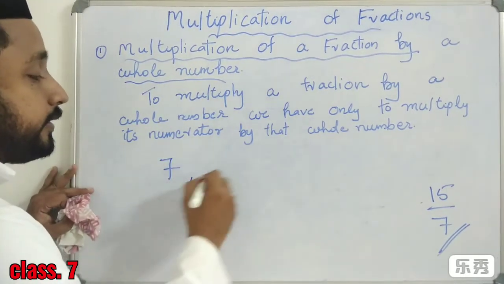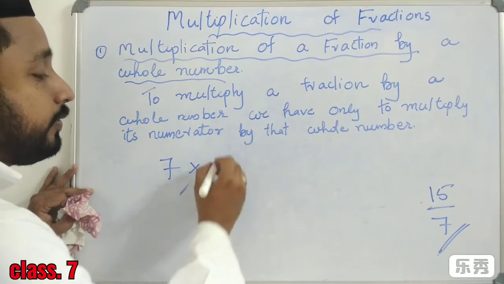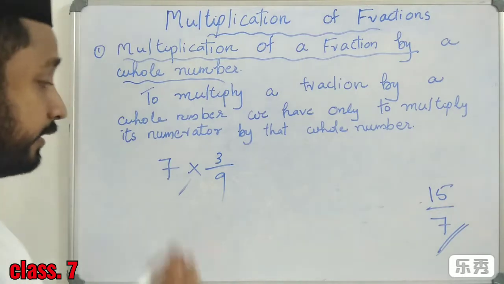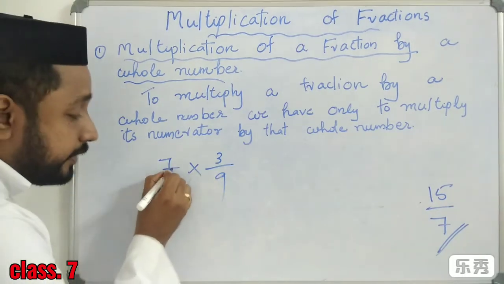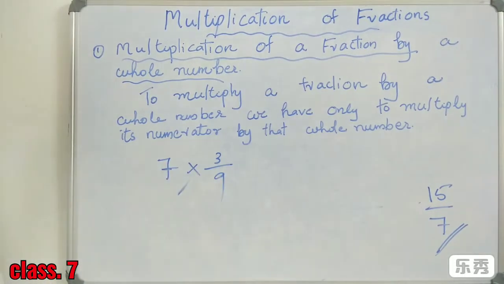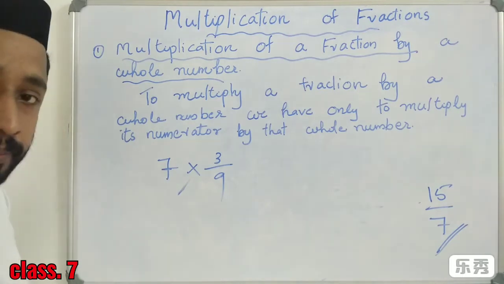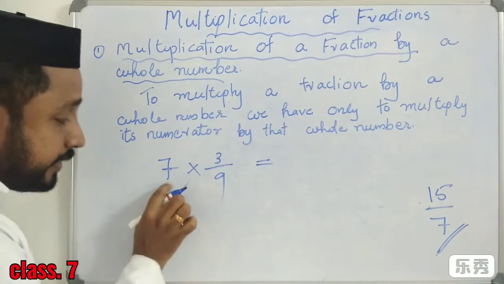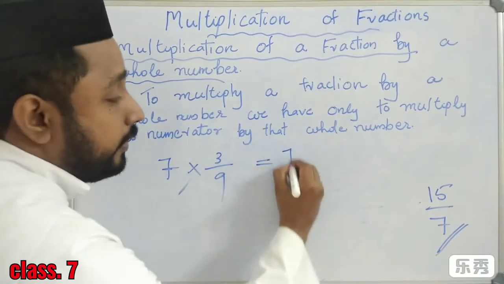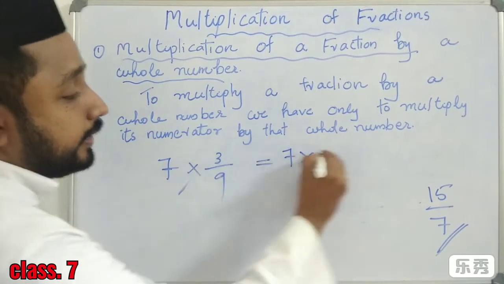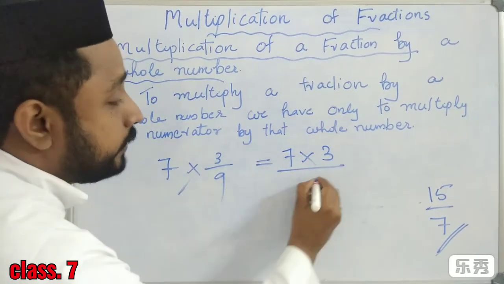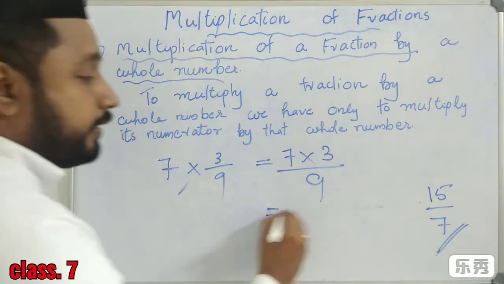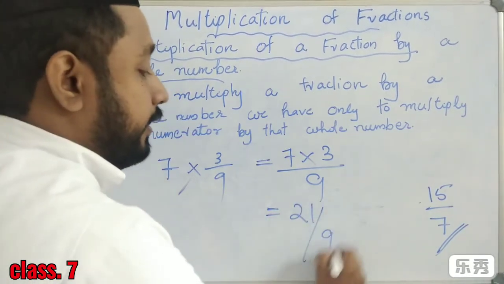7 into 3 by 9. So here 7 is a whole number, 3 by 9 is a fraction. In order to multiply 7 and 3 by 9, we have to multiply the whole number with the numerator. So here 7 is the whole number, 7 into numerator 3, divided by the denominator 9, which is equal to 7 into 3, 21 by 9.